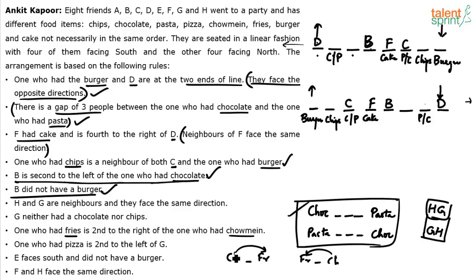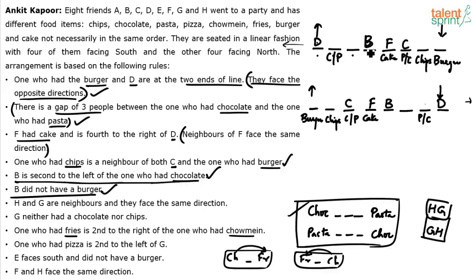So if chowmein is facing north, fries comes here. If chowmein is facing south, then fries comes here. But eventually the point is, chowmein and fries will have only a gap of 1 between them. Right or not? Now if I try to consider this point here, what happens? Chowmein can come here, fries can come here. That's the only possibility. Or vice versa.